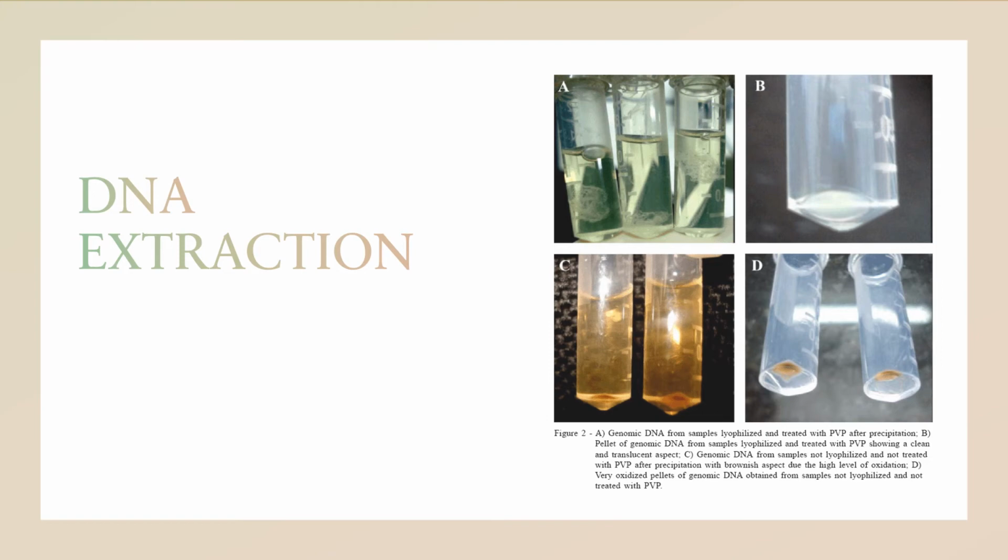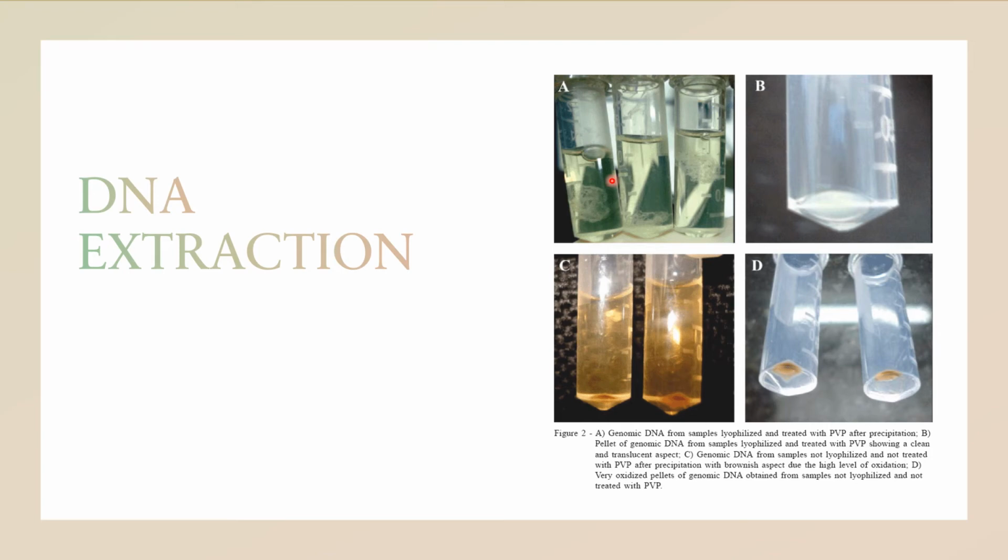So this picture here actually shows how the DNA will look after extraction. In picture A, this is the genomic DNA when it is in the precipitated solution. When we precipitate them using an organic solution like PVP, ethanol, or isopropanol, all these solutions can be used in order to precipitate DNA from the solution. So we're just going to add an equal amount of organic solution to the aqueous solution where the DNA is located.